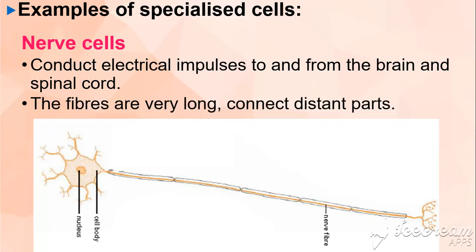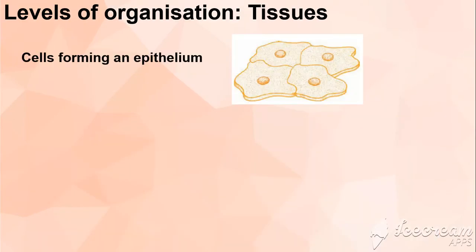A group of cells which specialize in the same activity and are found together are called tissue. For example, cells forming an epithelium. This is a thin layer of tissue lining the mouth cavity, for example. This epithelial tissue forms the internal lining and protects organs from physical or chemical damage.